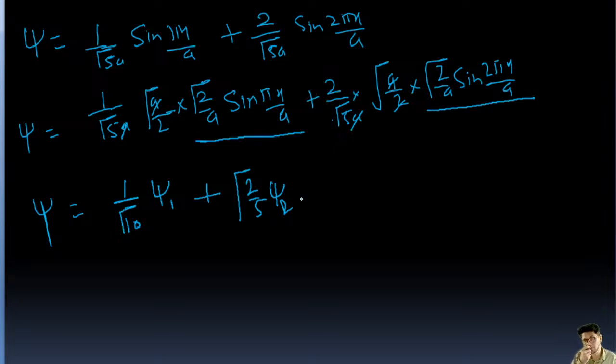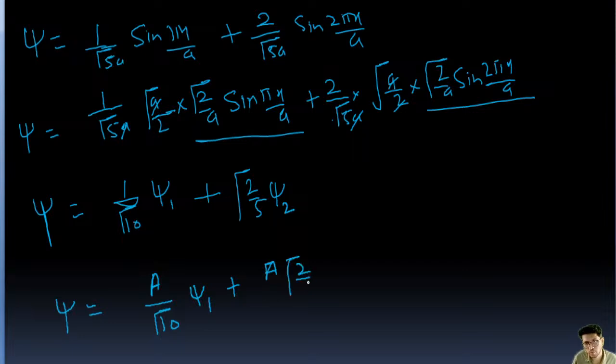This we know, guys. So that is the wave function for the ground state and this is the wave function for the first excited state. Now it's very simple, we have got psi, but we need to normalize it. We don't know whether it's normalized or not, so we'll normalize it. So psi is going to be, we multiply by a, a root 10 psi 1 plus a root 2 upon 5 psi 2.